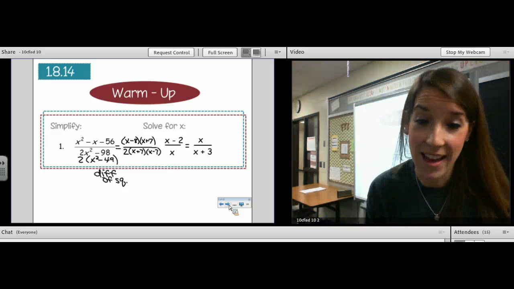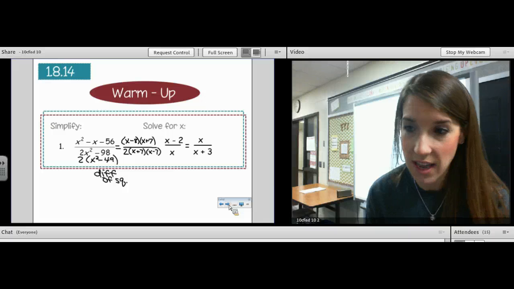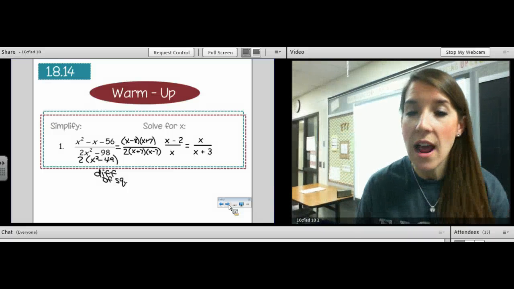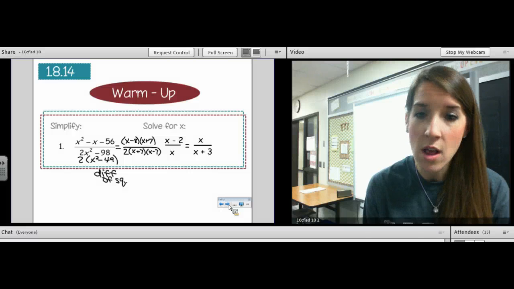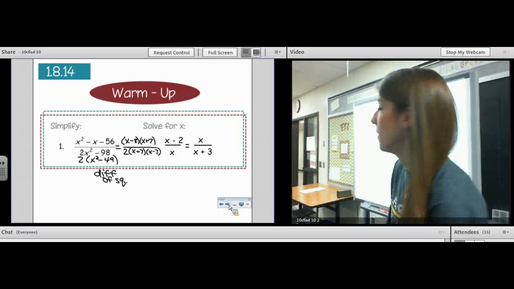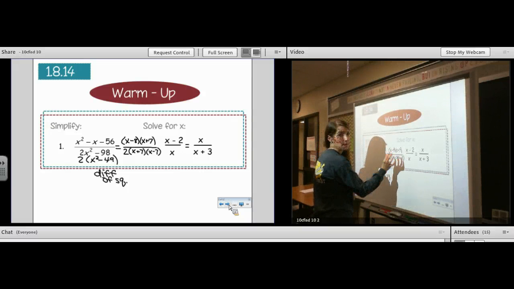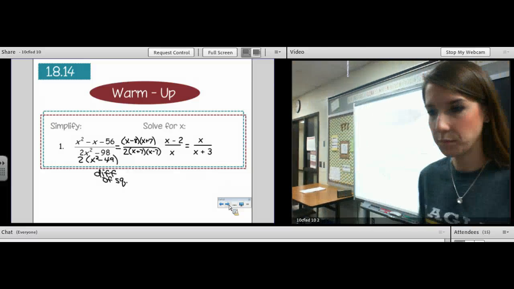Now that we factored, now we can start to cancel things out. Because now all that's left is multiplication. And you're allowed to cancel over multiplication. You're not allowed to cancel over addition and subtraction. But all I have left is multiplication. The 2 is being multiplied by this, is being multiplied by this. That's all multiplication. So now we're allowed to cancel.